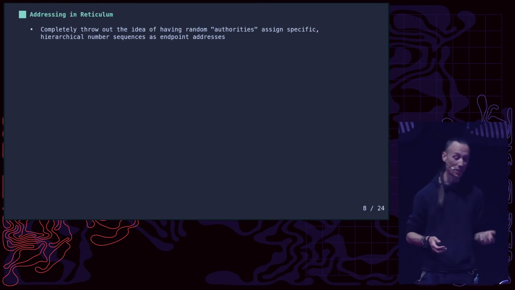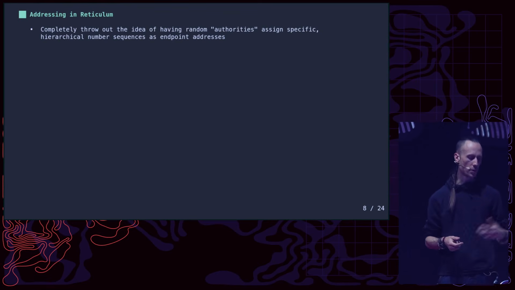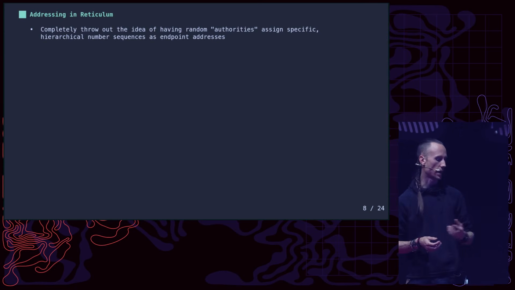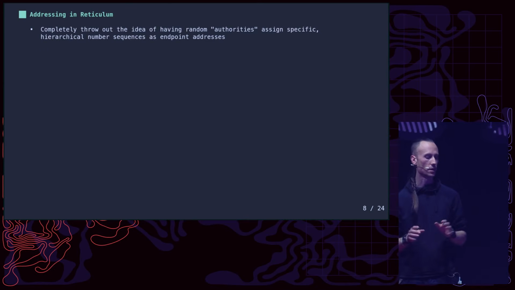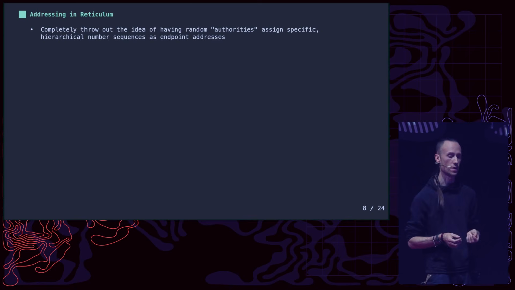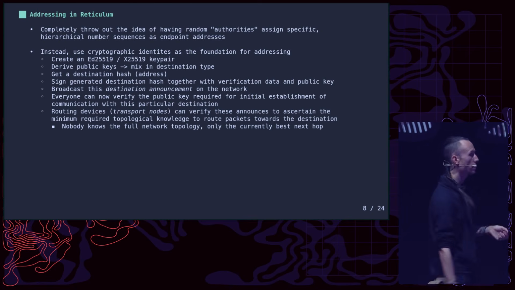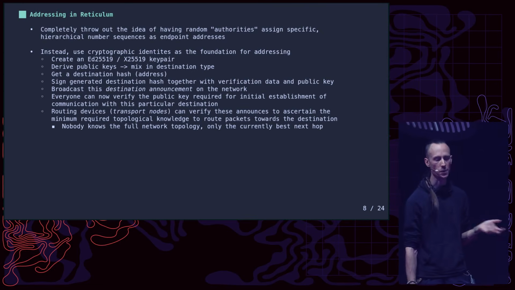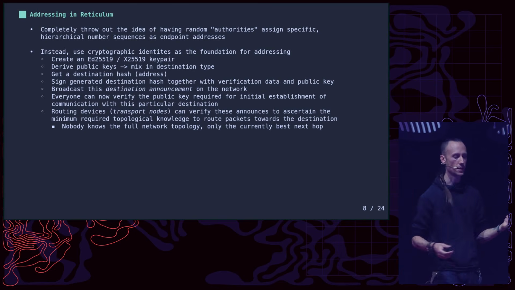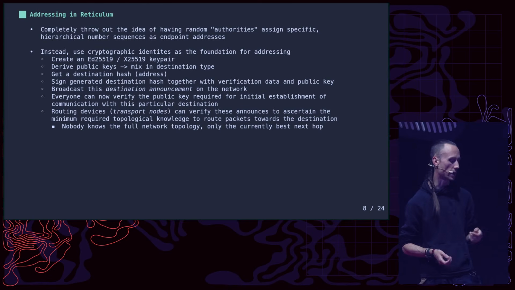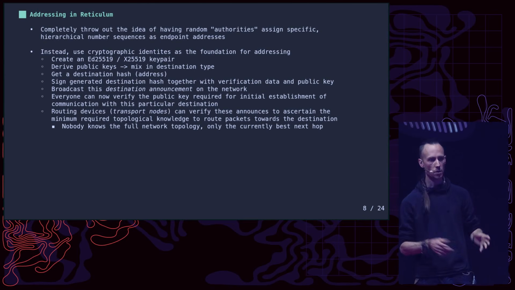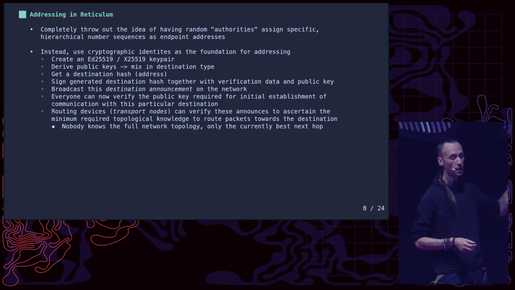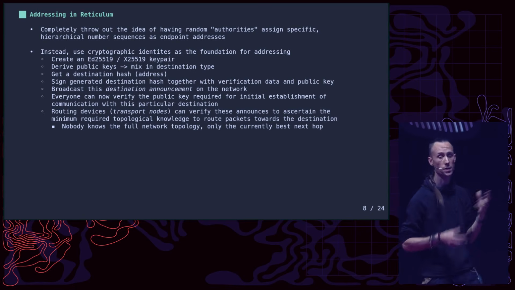So how does Reticulum try to solve these problems? They're quite fundamental and some of them are quite hard to do. But if we start with the paradigm of address assignment and addressing, we can look at how Reticulum manages this. So basically we completely throw out the idea of having some random authorities assign specific hierarchical number structures as endpoint addresses. And instead, we use well-known and well-tested cryptographic principles to do this. So the gist of it is that to create any kind of address in the network, we create an ED25519 and X25519 key pair. We derive some public keys for that, mix in a destination type, and we can now deterministically get a destination hash for this construction that we can use as an address in the network.